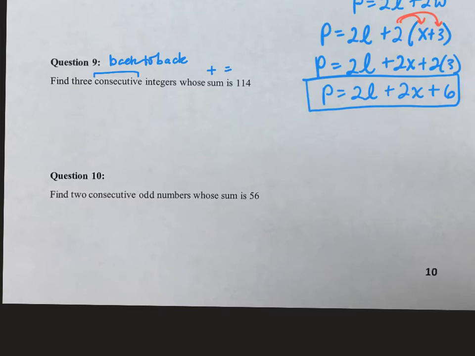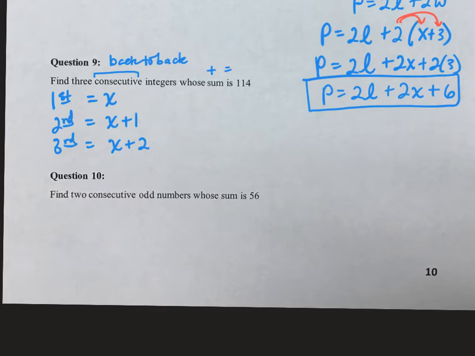Now if I have 3 consecutive integers, I've got my first integer, my second integer, and my third integer. So consecutive integers would be 1, 2, 3, or 8, 9, 10, or 21, 22, 23. So 3 numbers in a row. If my first integer was listed as x, then my next consecutive integer would be x plus 1, and then my third integer would be x plus 2. So for example, if x was 1, it would be 1, 2, 3.